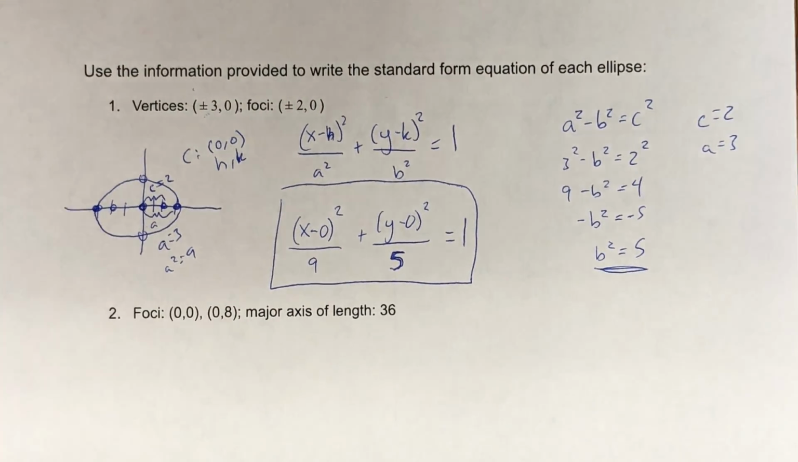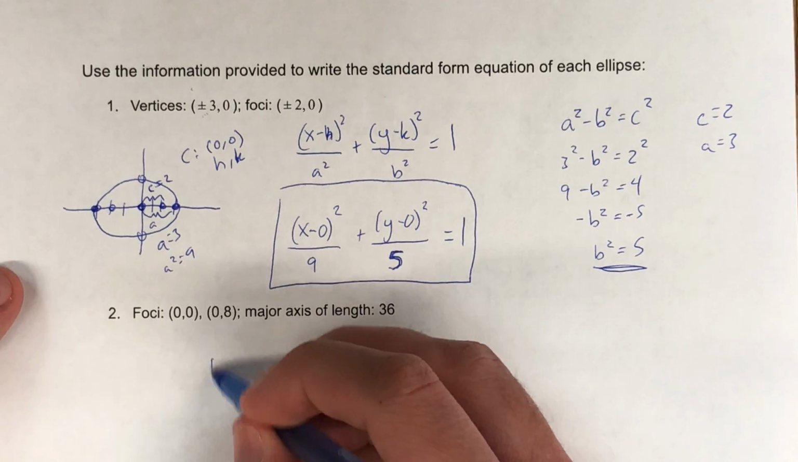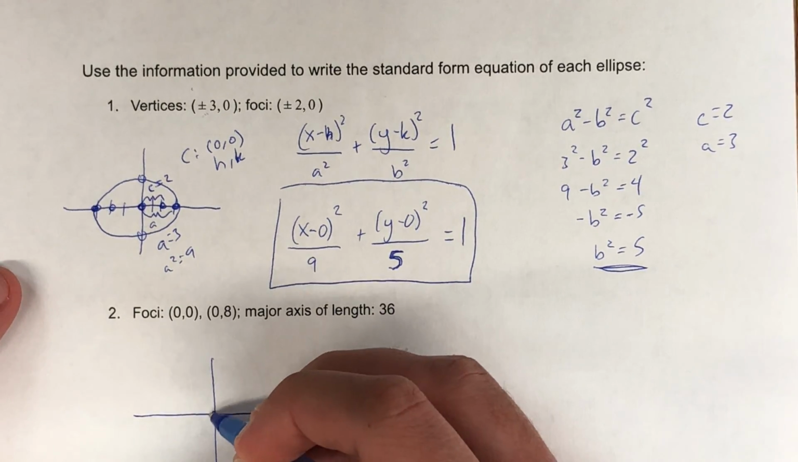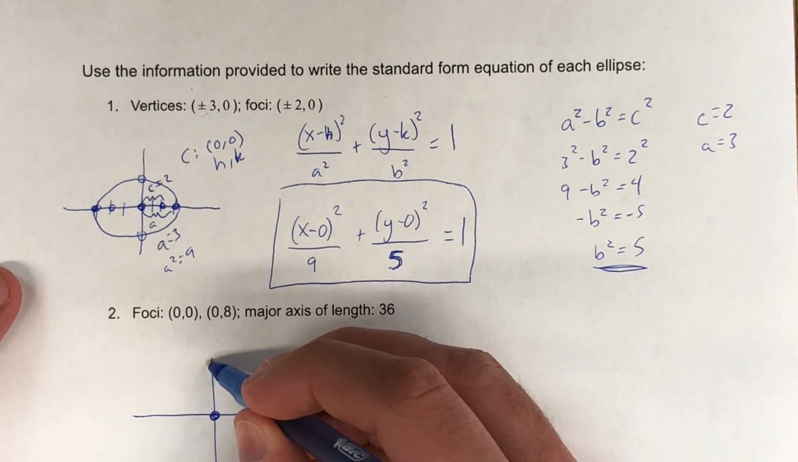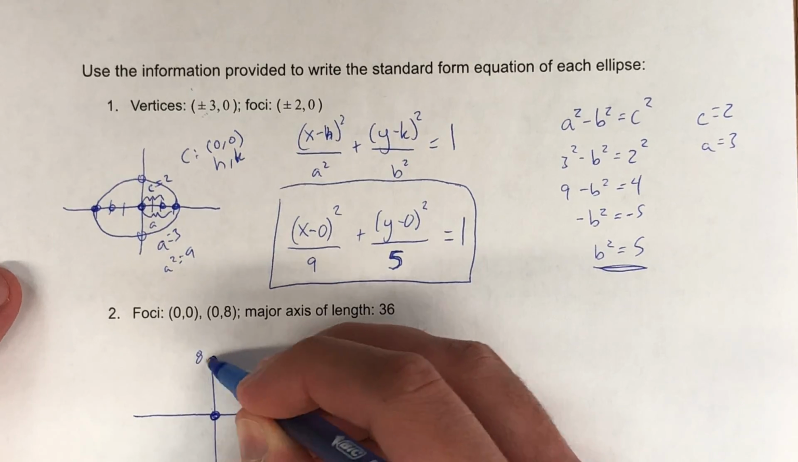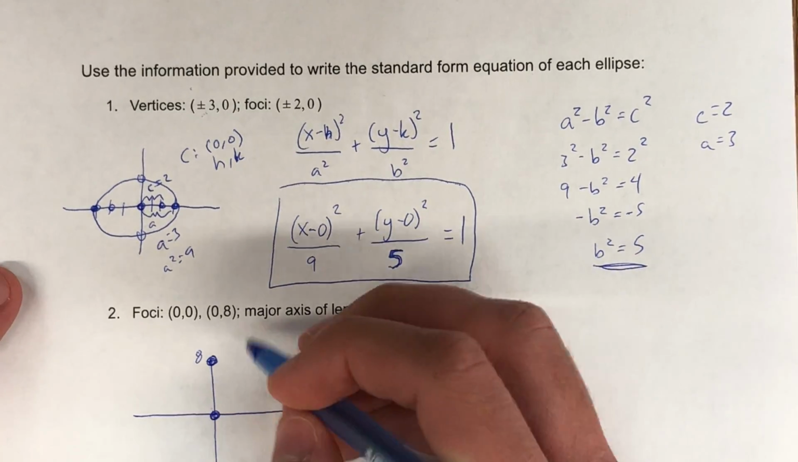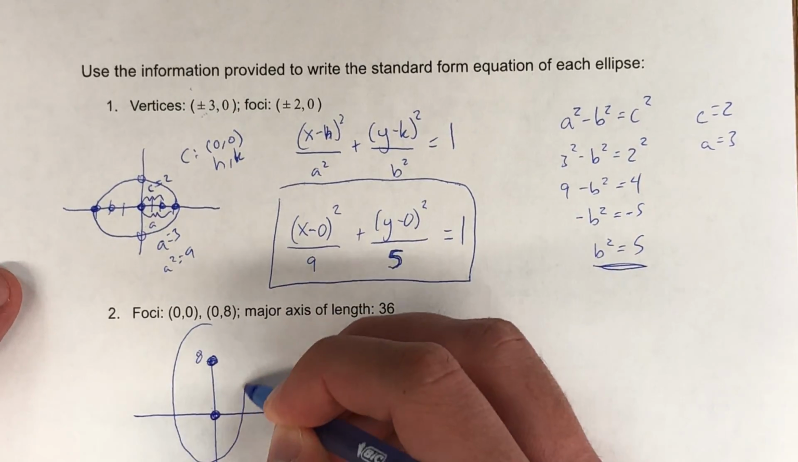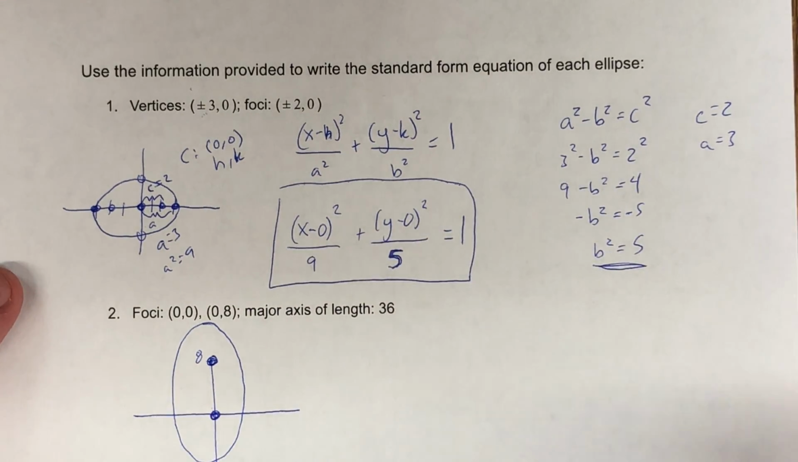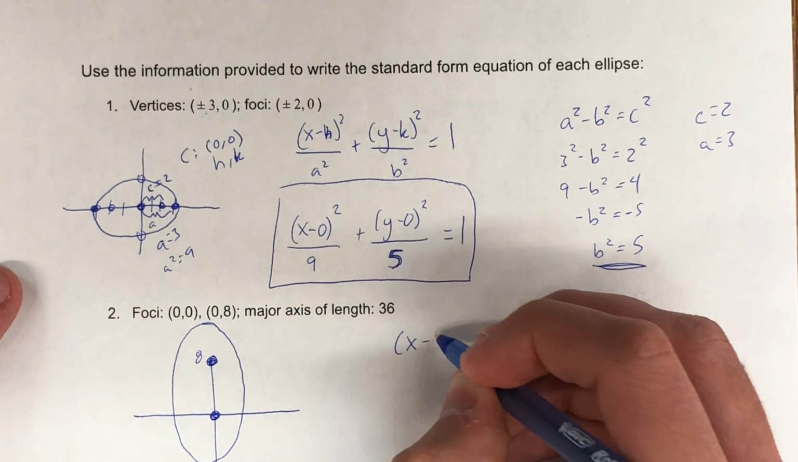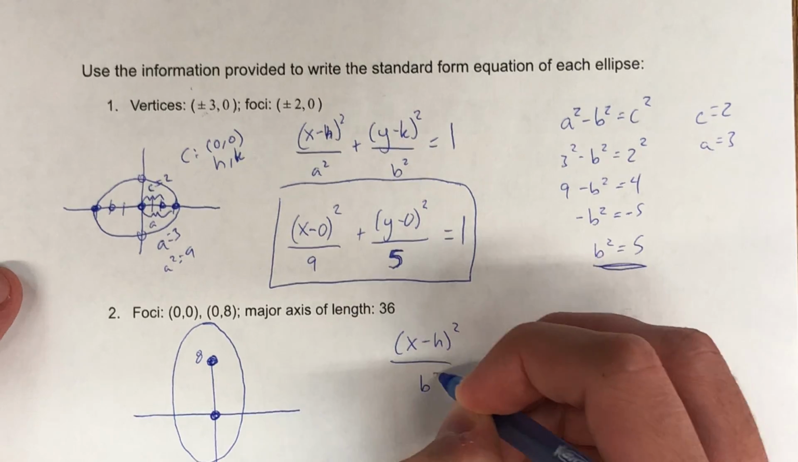Okay. So we draw a picture, we figure out the information we have, and then we go from there. All right, so next one. We have foci at 0, 0 and 0, 8. So our foci are vertical, which means our ellipse is also going to be vertical.